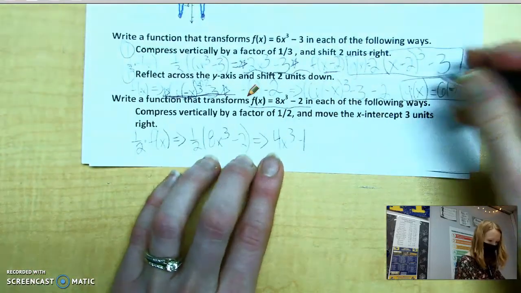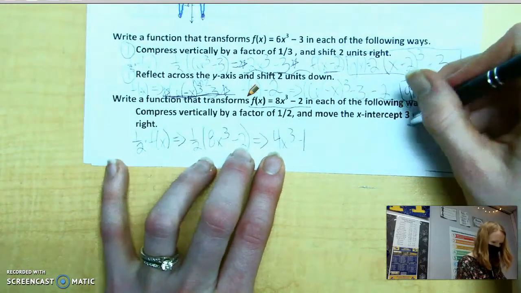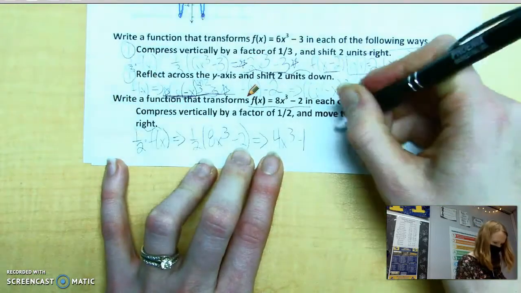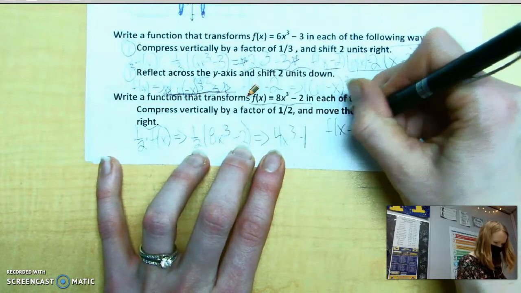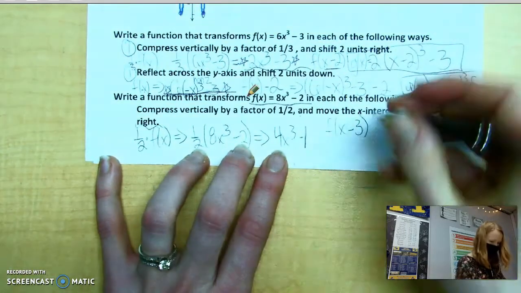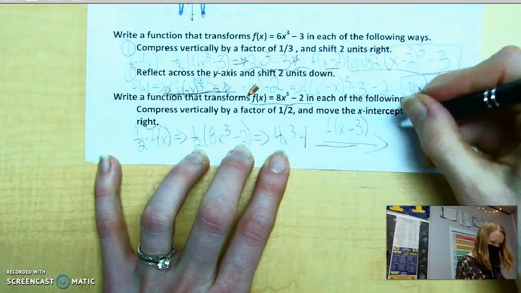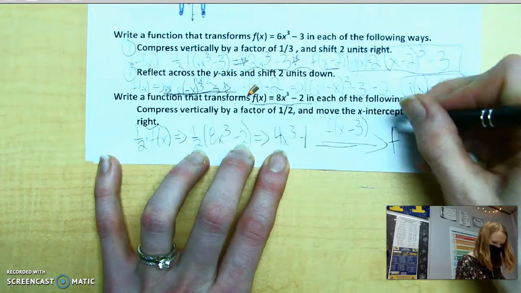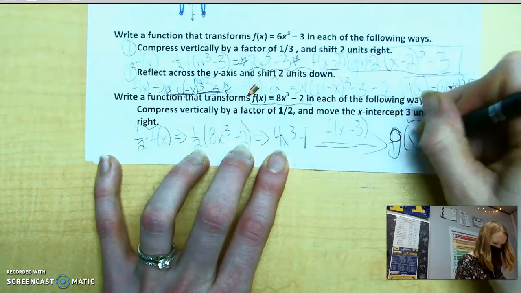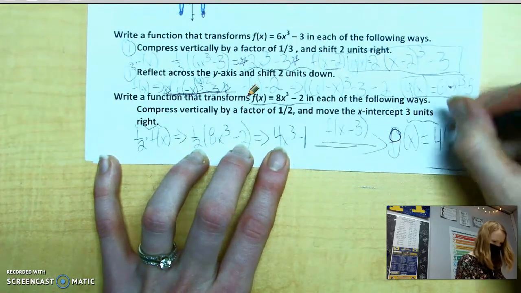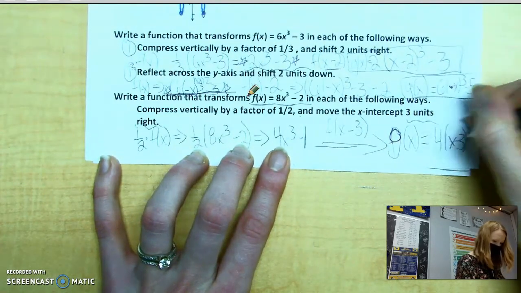And then the next thing we have to do, it says move the x-intercept 3 units to the right. So if we're doing 3 units to the right, we're going to replace x with x minus 3. And when we do that, we should get g of x equals 4 times x minus 3 cubed minus 1.